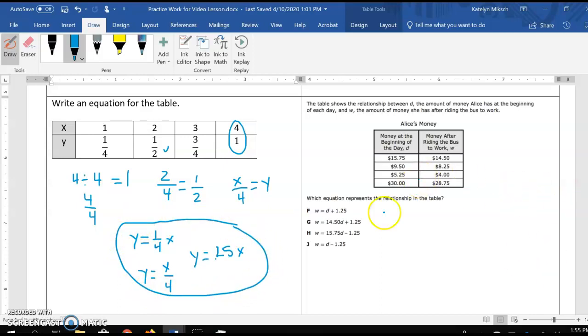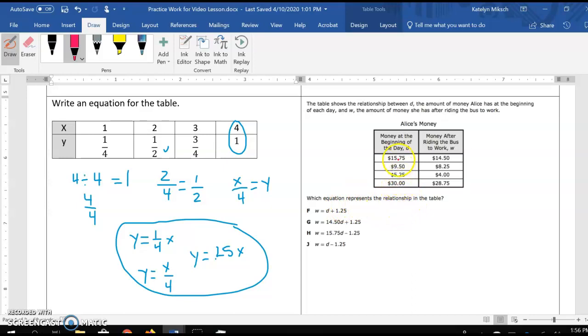Okay, moving on to one with a real life situation. So in this next problem, we have a table that shows the relationship between D, the money that Alice has at the beginning of the day, and W, the amount she has after riding the bus to work. So we're starting with a certain amount of money, paying a bus fare, and then we have a certain amount left. So we're trying to figure out what the relationship is here.